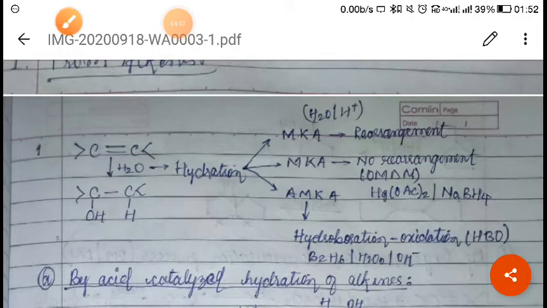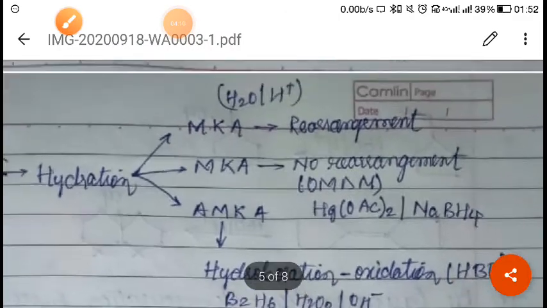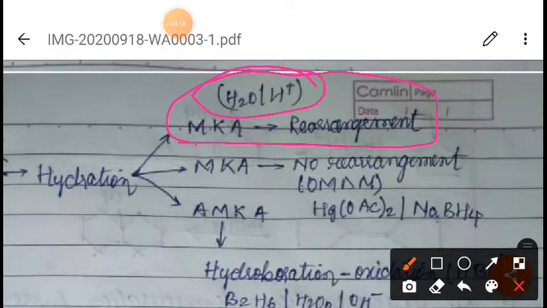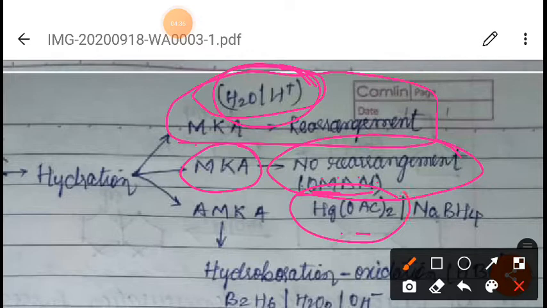Now, as you can see, when we take Markovnikov's rule with rearrangement, we use H2O or H+. And when there is Markovnikov's rule with no rearrangement, we use OMDM. OMDM is the oxymercuration and demercuration reaction, and at that time we use Hg(OAc)2 and NaBH4.